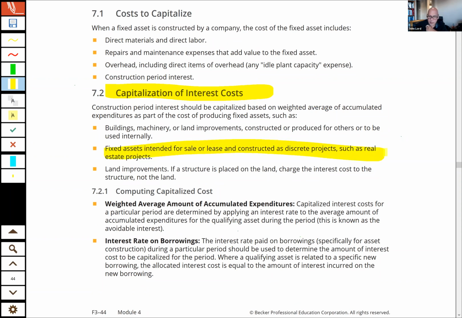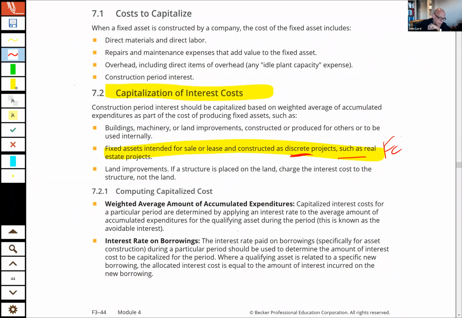Okay, I do not capitalize interest for routinely manufactured things, like if I'm borrowing money to construct inventory for pens. I don't make a pen specific to your request, right? So it has to be things that I'm making that is part of a discrete project, such as real estate projects. A ship or something like that would be an example.